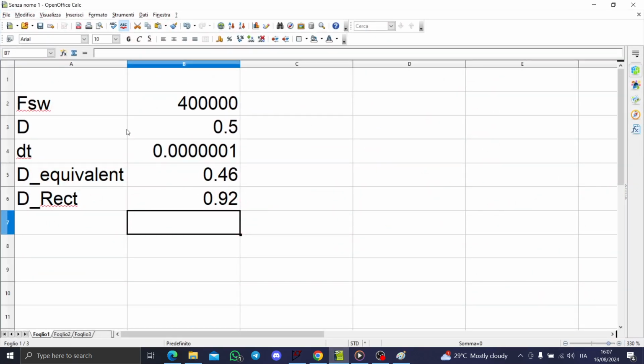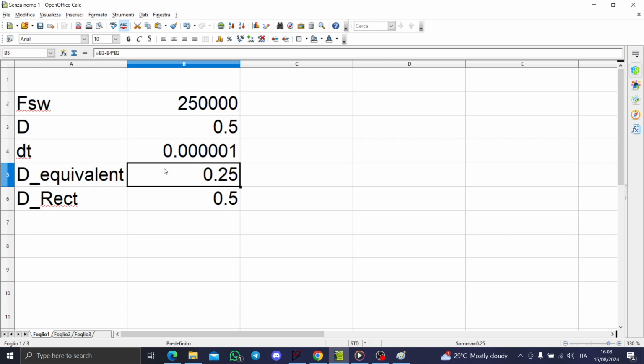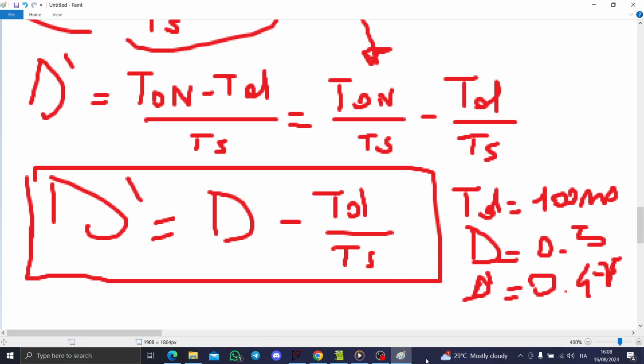I made this calculation in my Excel. For instance, in the SPICE we have 250 kHz. The duty cycle is fixed to 0.5. The TD is 100 nanoseconds, and as you can see, the equivalent duty cycle is 0.475. If I put 1000, I have 0.25, and as a rectifier, 0.5. The rectifier is double the equivalent because we are on the secondary side. This is just a simple Excel that basically implements this formula here.